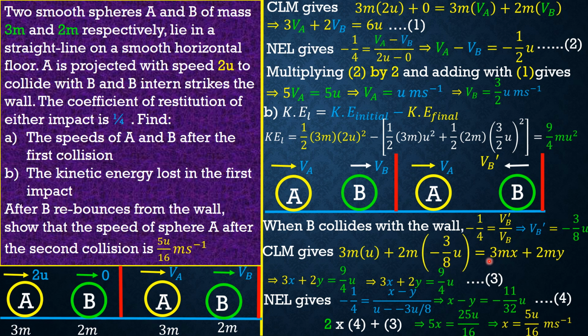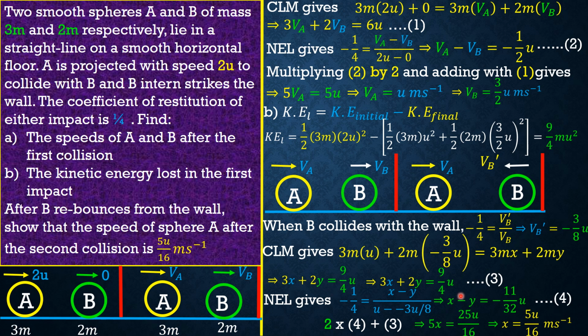That's because the mass of sphere A is 3m. Let's say it's going to have a speed of x after collision, then plus 2m, which is the mass of sphere B. It has a velocity of y. We simplify by cancelling all the m's on both sides and working with the fractions. We are going to have 3x plus 2y equal to 9/4u. Let's call this our equation 3.